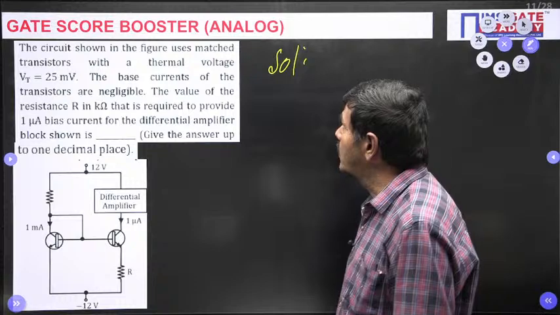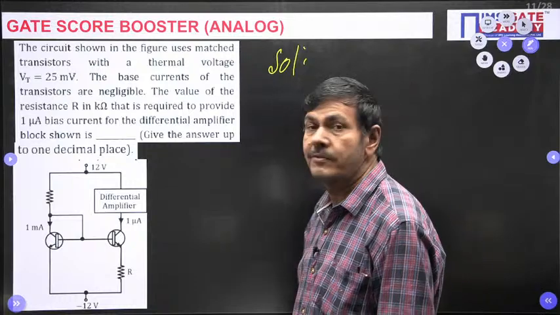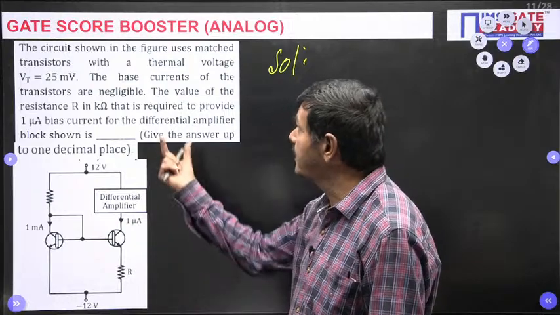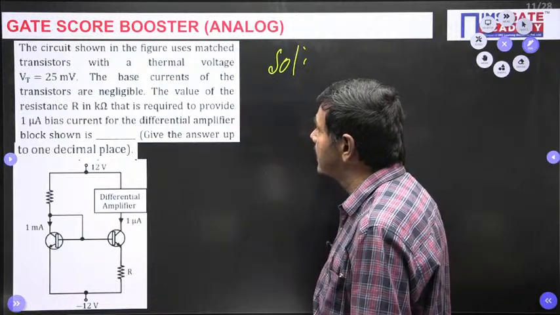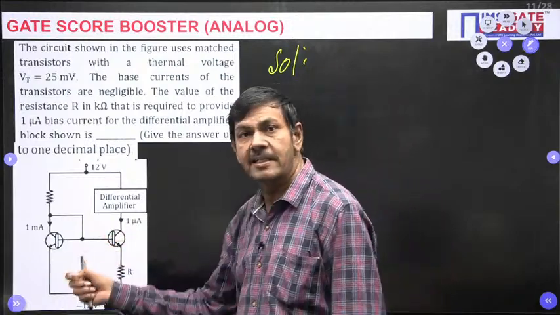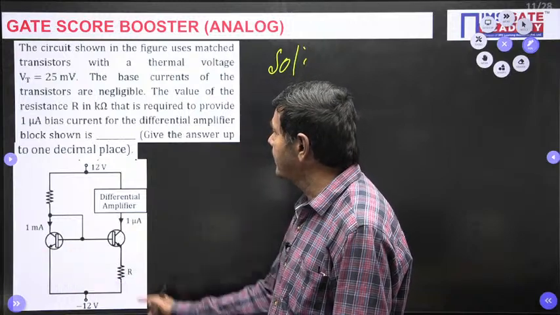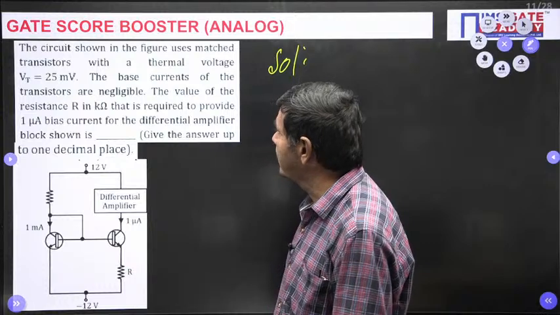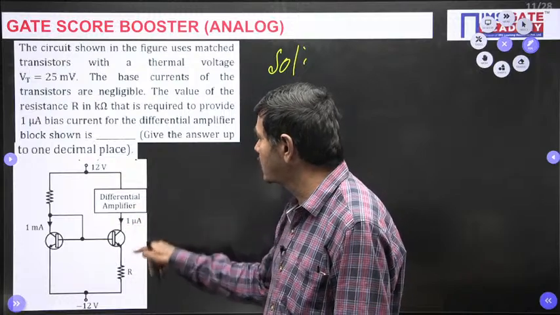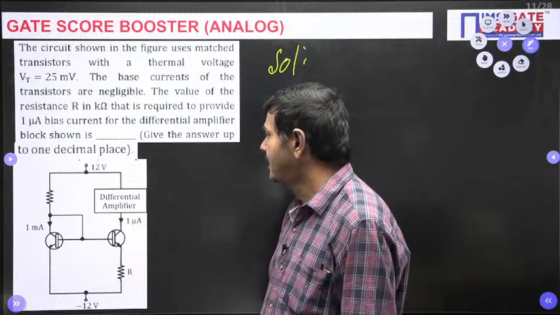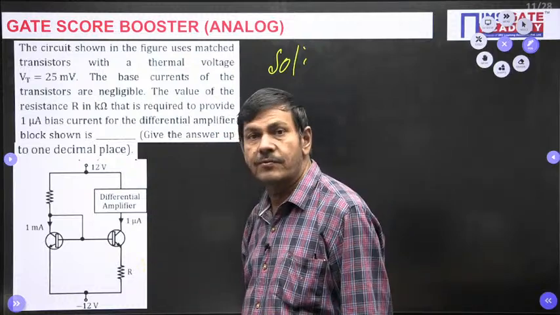The circuit shown in the figure uses matched transistors with a thermal voltage Vt equal to 25 millivolts. The base currents of the transistors are negligible. The value of resistance R in kilo ohms that is required to provide 1 microampere bias current for the differential amplifier block shown in the figure is dash. It is asking to find the R value.